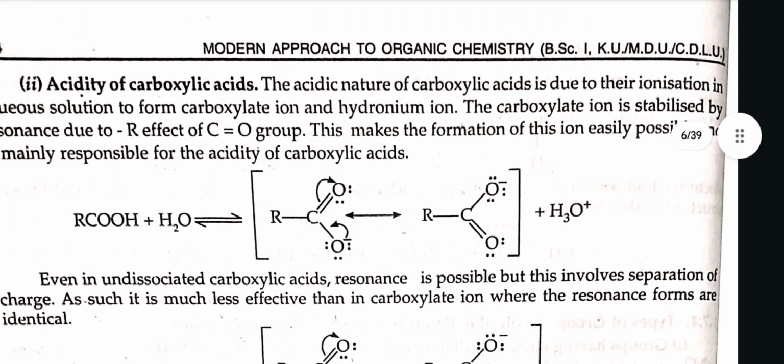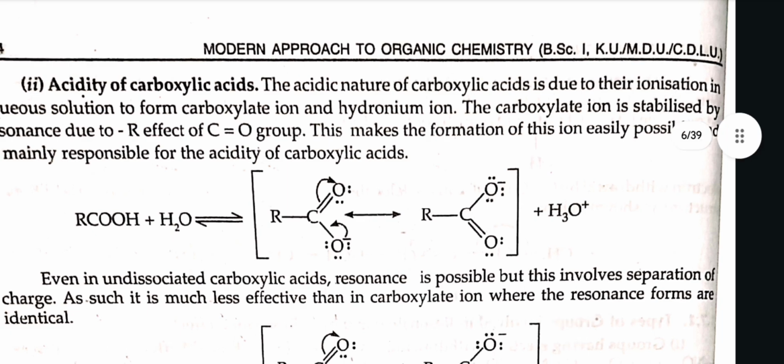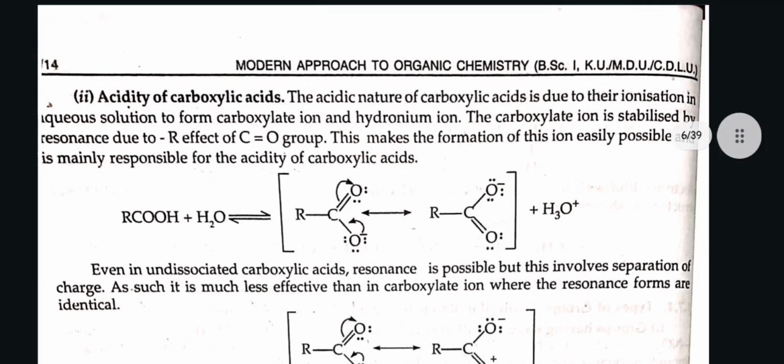Acidity of carboxylic acid. The acidic nature of carboxylic acid is due to their ionization in aqueous solution to form carboxylate ion and hydronium ion. The carboxylate ion is stabilized by resonance due to minus R effect of the C double bond O group. This makes formation of the ion easily possible and is mainly responsible for acidity of carboxylic acid.